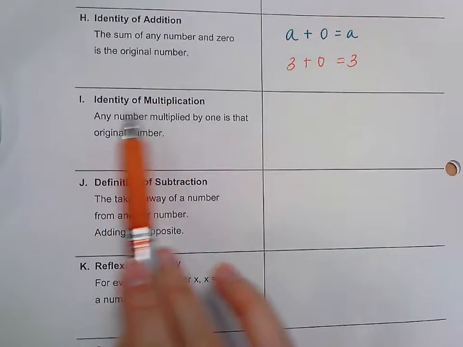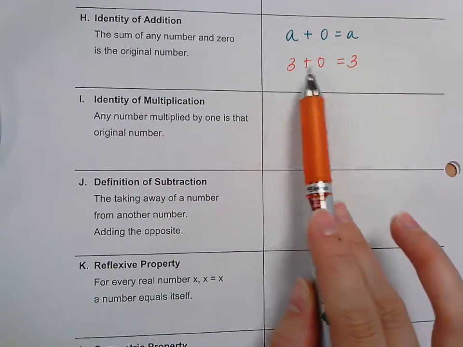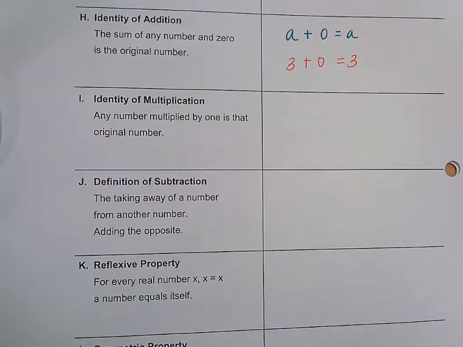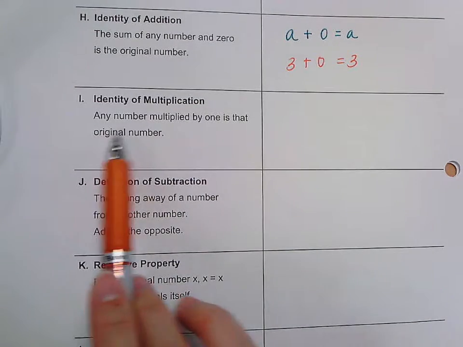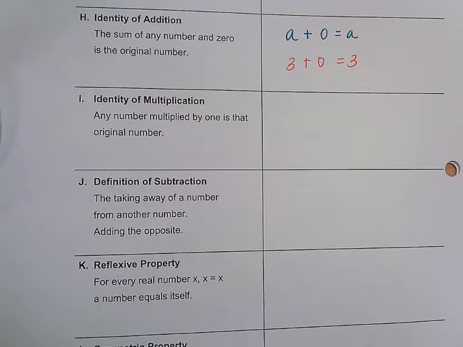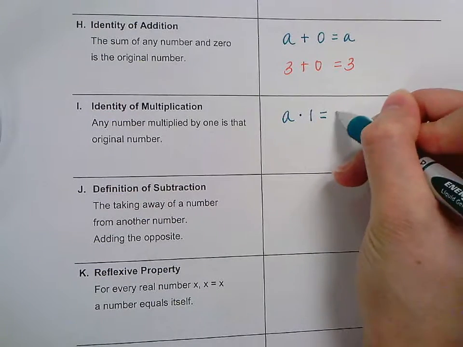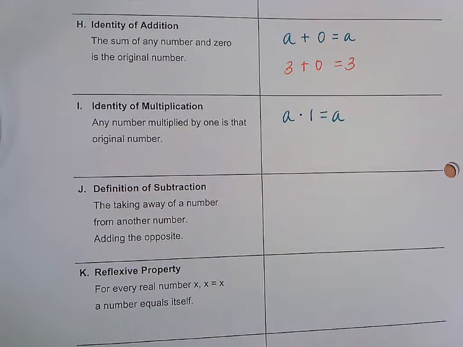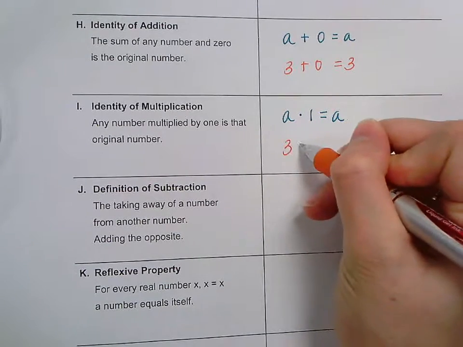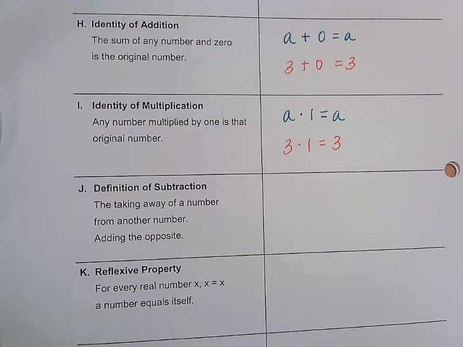So then identity of multiplication, same idea. You want to start with a number and multiply it by something to get the same number. So any number multiplied by 1 is that original number. I can multiply any number times 1, and it doesn't change the identity of the number I started with. So a specific example, 3 times 1 is still 3.